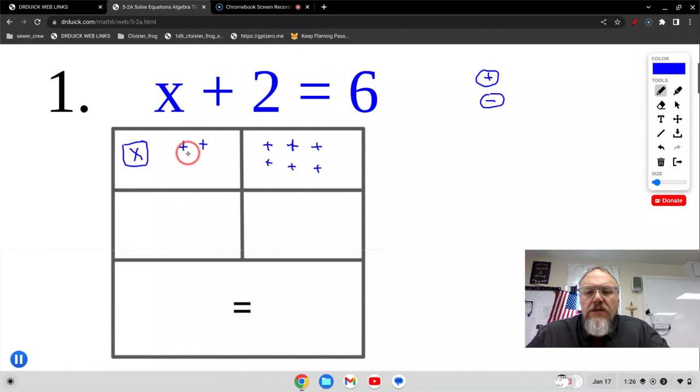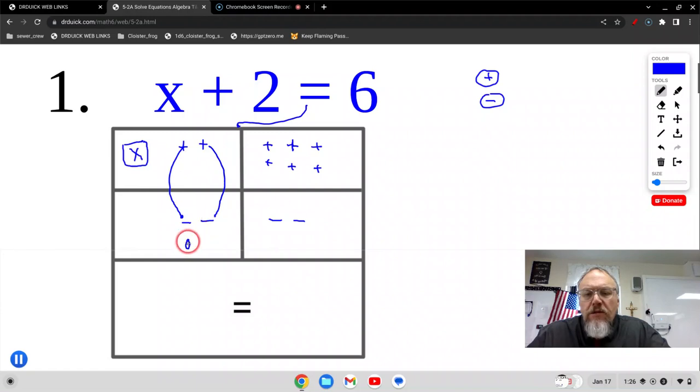To get rid of this on the side with the variable, the x, you have to subtract it. So I'm going to put 2 minuses here. But if you do something to one side of the equation, this is splitting it down the center, so you can imagine the equal sign is right here, right? I have to add it to this side of the equation. So what happens is this plus goes with this minus. This plus goes with this minus.